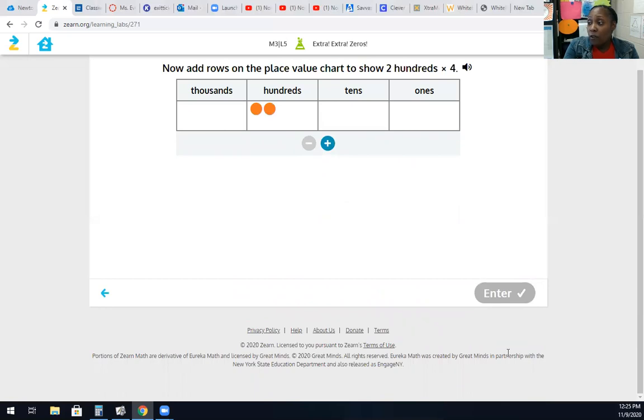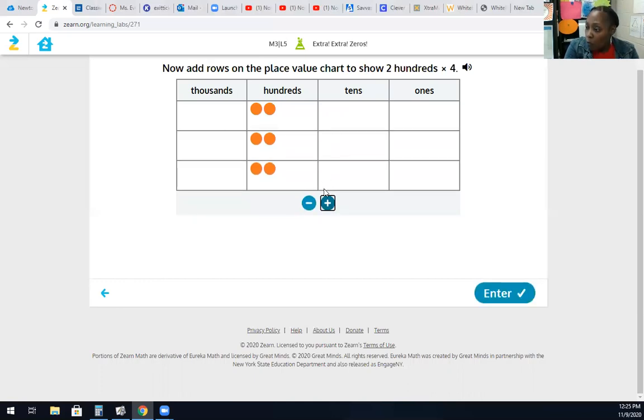Now we're going to add rows on a place value chart to show 200 times 4. Do we think it's going to be any different? Do we think we know what's going to happen? I think we do. So we're going to add 3 rows. Why are we adding 3 rows? Because it asked us to do times 4. We already had 1 row. We needed 3 more rows.